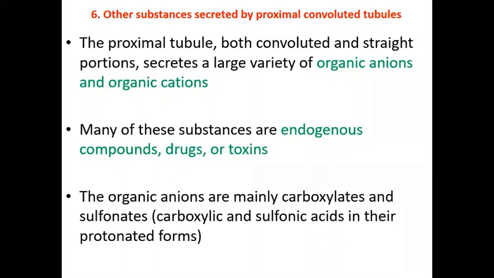So the organic anions are mainly carboxylated, meaning that they will have a carboxyl group attached to them or a sulfur group attached to them. So these carboxylic and also sulfonic acids will be in their protonated forms, meaning that they'll be carrying a positively charged ion or a negatively charged ion depending on the situation. So these are the ones that are being excreted by the proximal convoluted tubule.